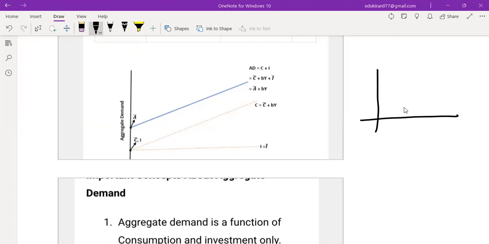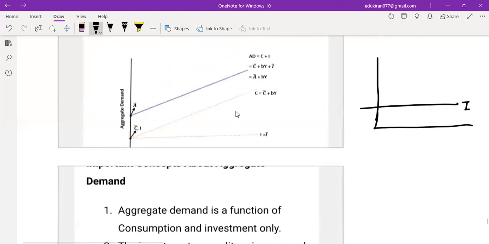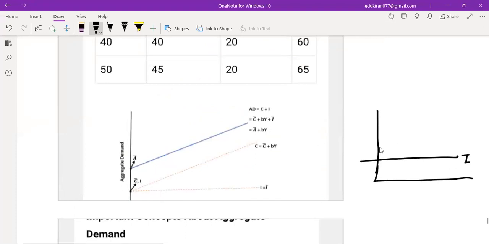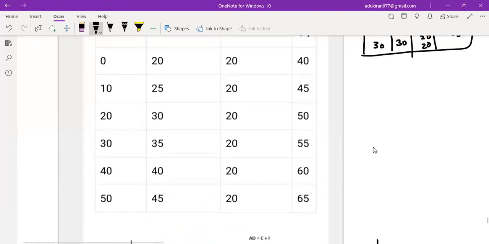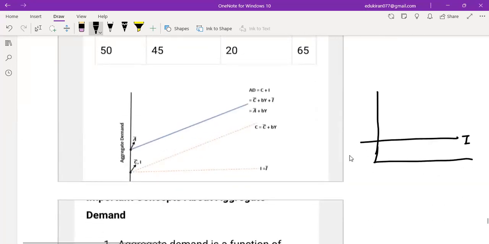Now this is how your graph will look. You can see this one will be your investment. Clear? This is your graph. This is your investment, so it is 20, 20, 20, 20. It will remain the same. And then when you draw your consumption and your income, your consumption starts from 20. So it will start from here, like this. This is how your consumption looks.